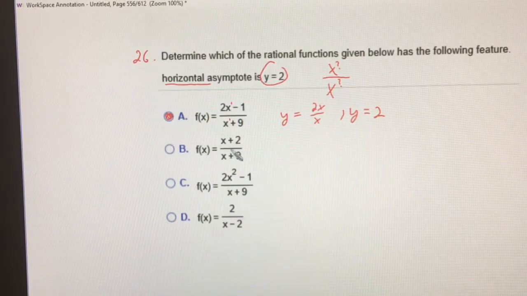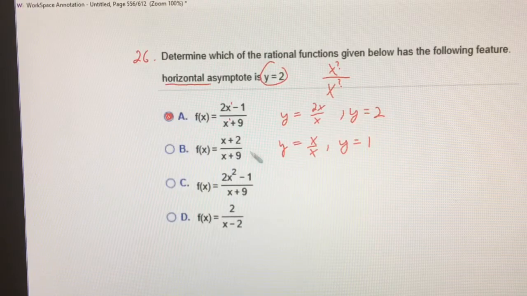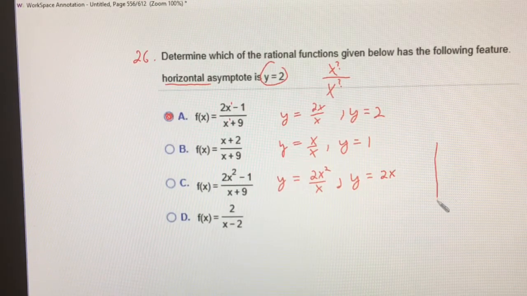But I want to find the horizontal asymptote of this one as well to continue the exercise. A little education here. So I can ignore the back part, and that's going to be y equals x over x. And we'll notice that that's y equals 1. The horizontal asymptote for B is y equals 1. Now for this one, it's going to be y equals 2x squared over the x term. That simplifies to y equals 2x. Now, that is not a horizontal line. That's actually a line that has a slope of 2. That's what we call an oblique asymptote.